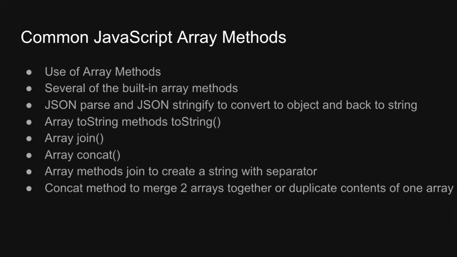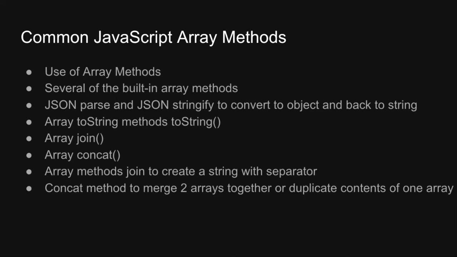So looking at various array methods, also JSON parse and JSON stringify that allow us to convert an object to a string and then also a string to an object as long as the structure is proper. Also how we can use the toString method in order to convert an array into a string, so converting them to different data types. And this is very common and useful within JavaScript coding.